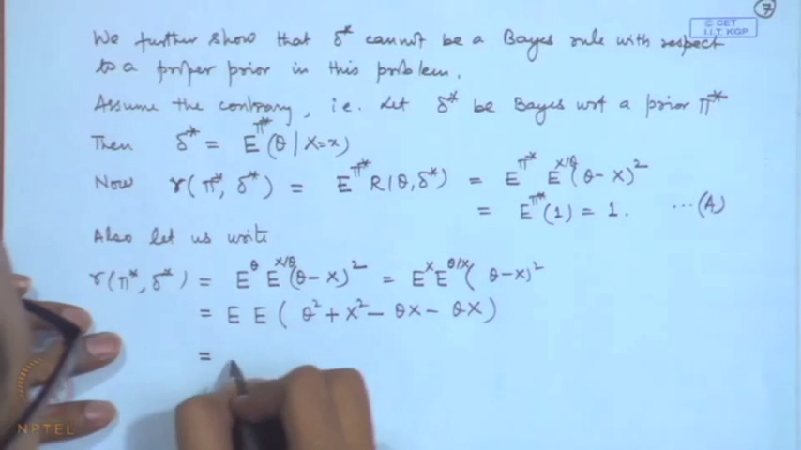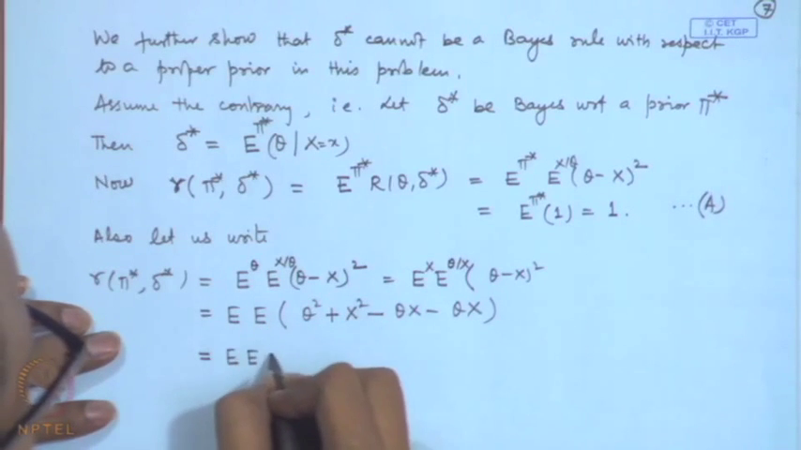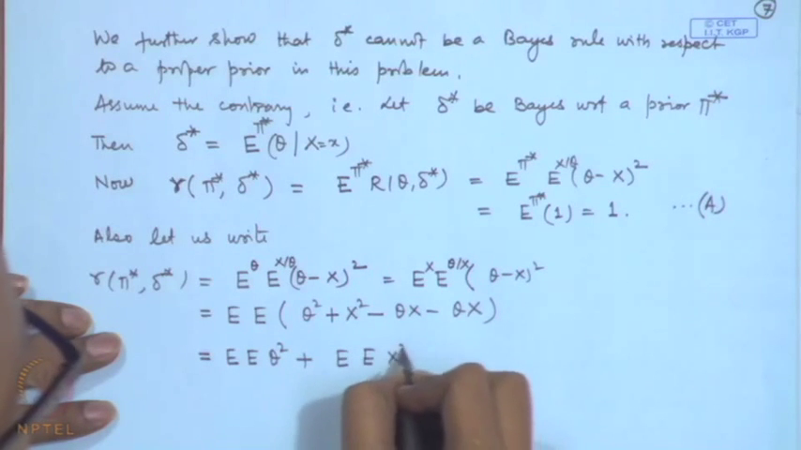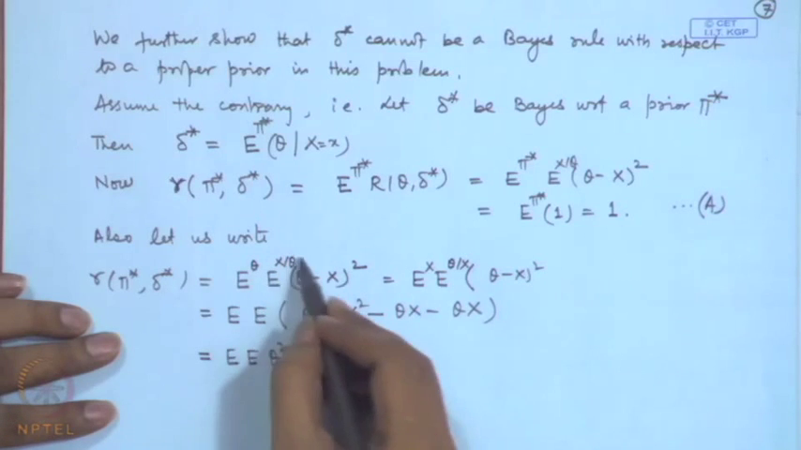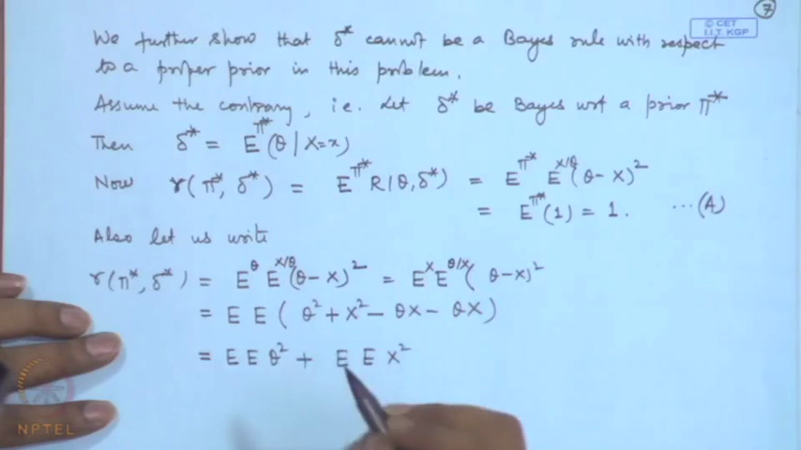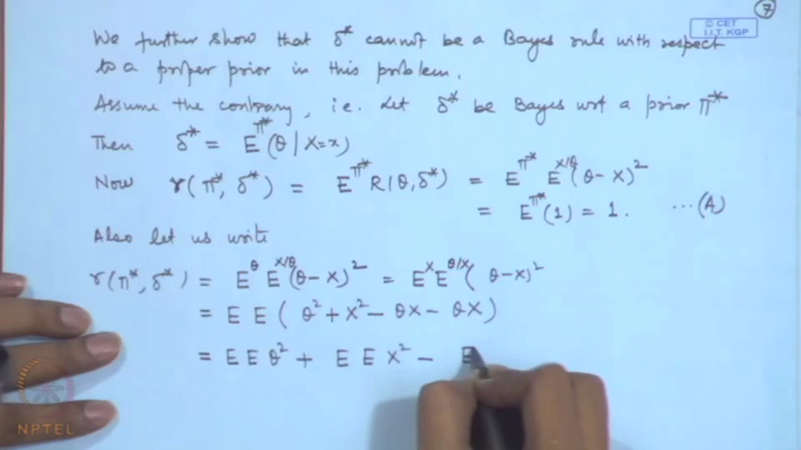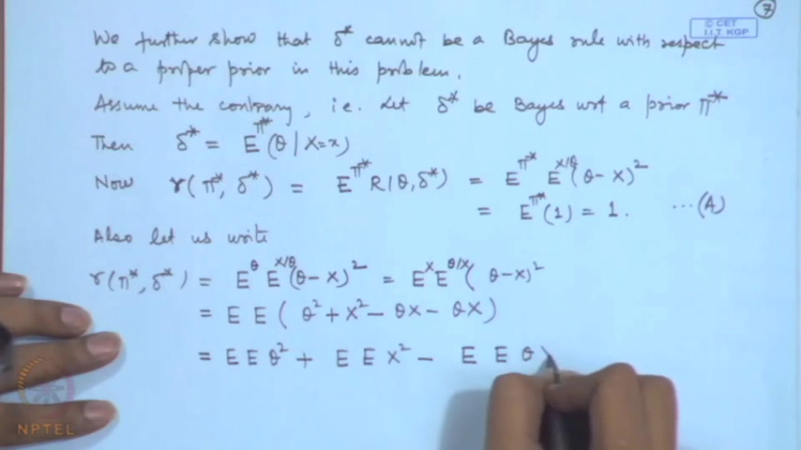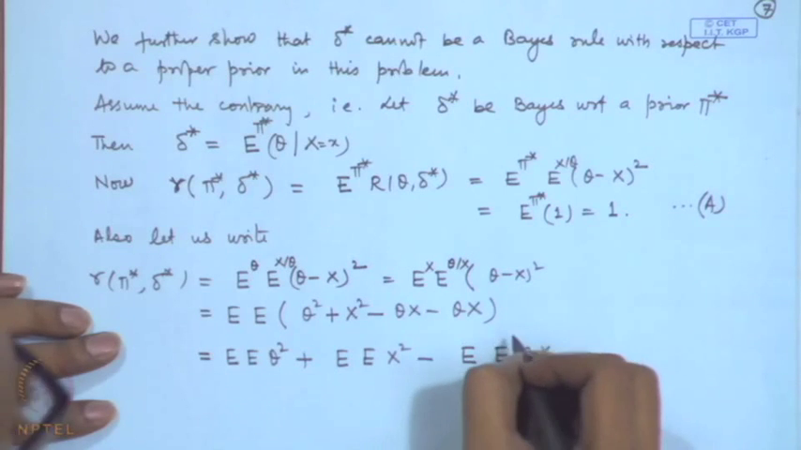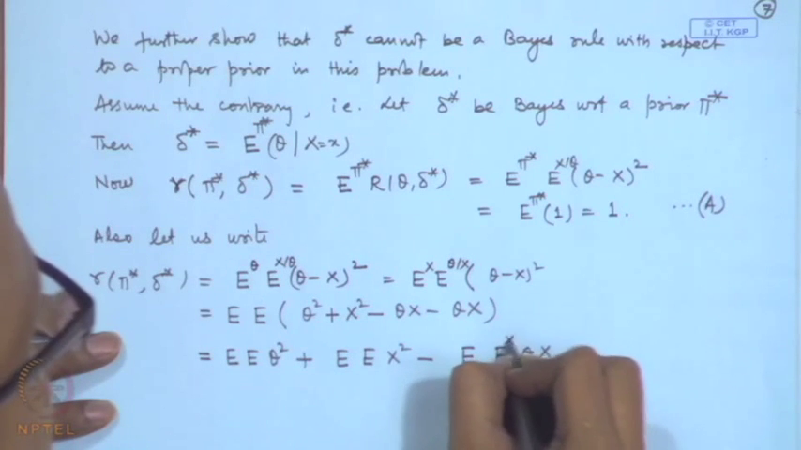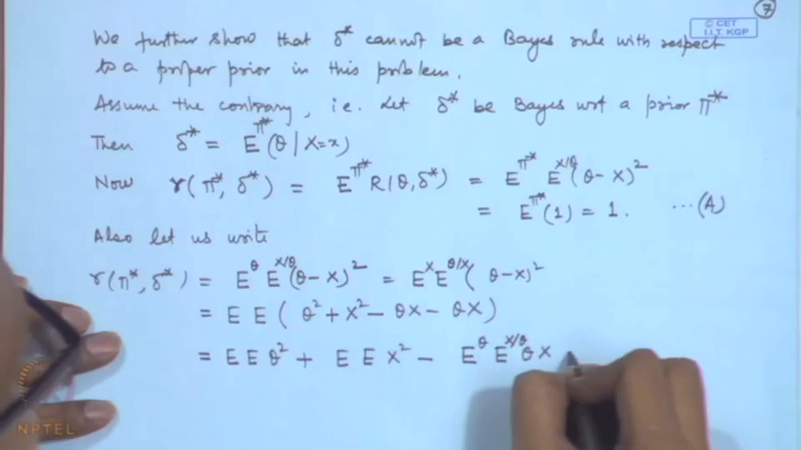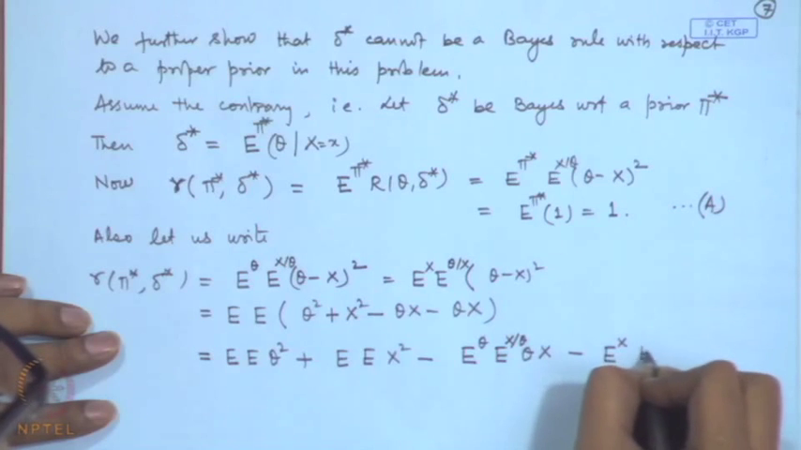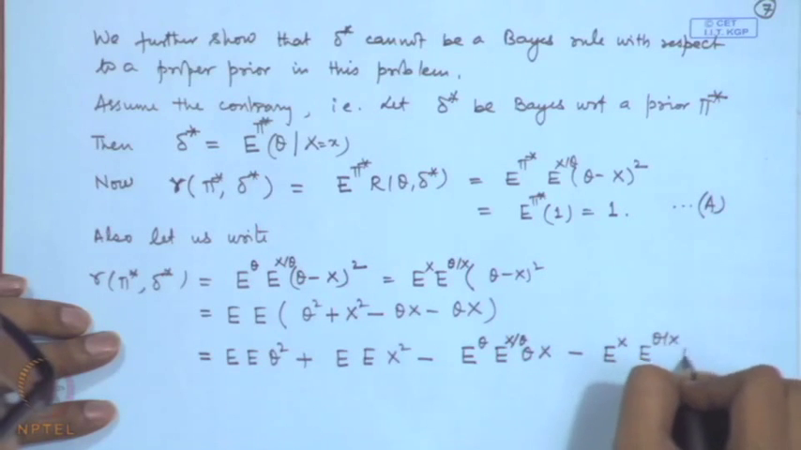So, the first one is expectation of expectation of θ² plus expectation of expectation of X². Once again, I can take any order when I take the repeated expectations, minus expectation of expectation of θX. Now, here what I do, I firstly take with respect to X, then with respect to θ, and in the second case I reverse this process. I take X here and I take θ given X.